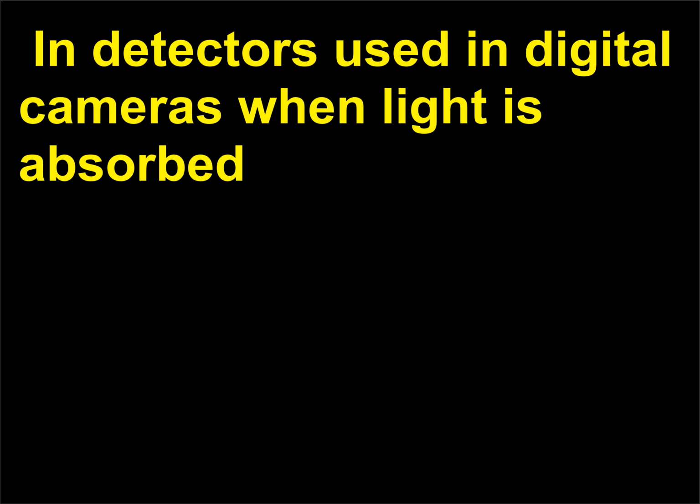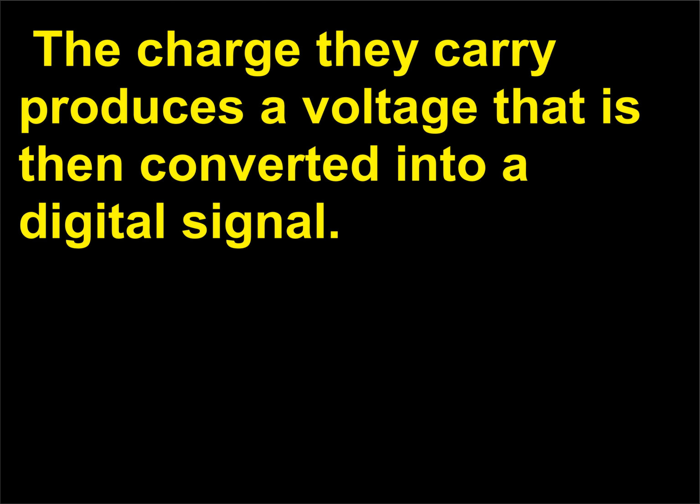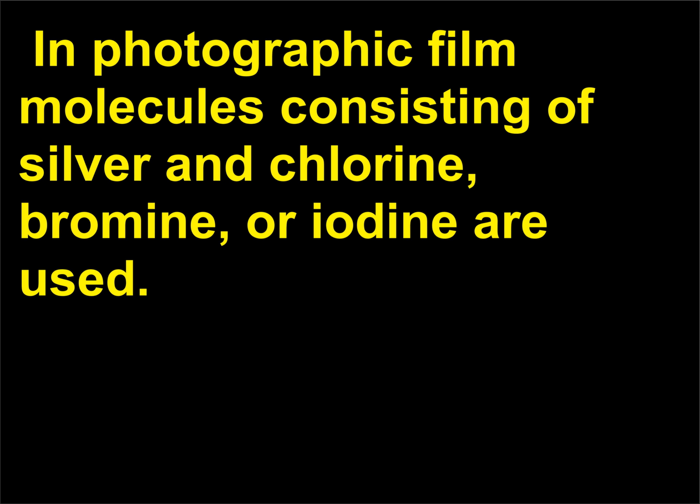In detectors used in digital cameras, when light is absorbed in a semiconductor, one or more electrons are released. The charge they carry produces a voltage that is then converted into a digital signal. In photographic film, molecules consisting of silver and chlorine, bromine, or iodine are used. When light strikes these molecules, it transfers its energy to electrons. The molecules are broken apart and a tiny crystal of metallic silver remains.